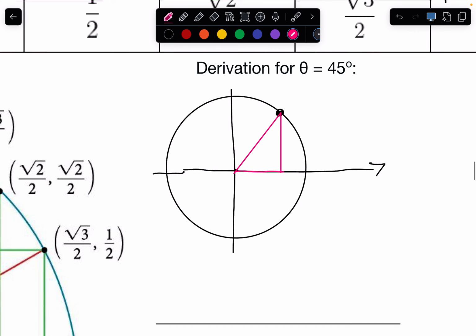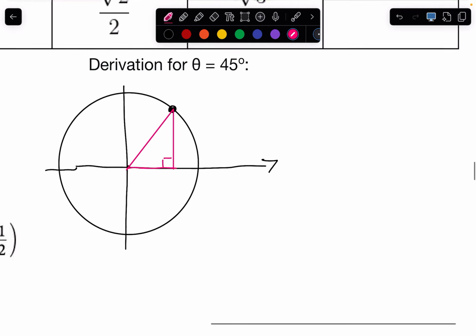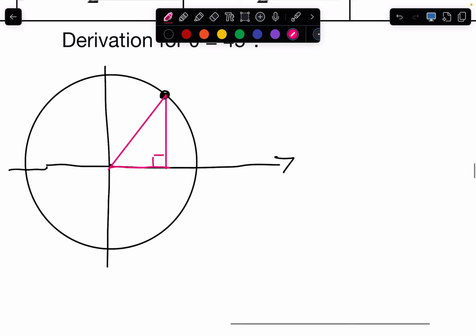And let me zoom in so that's nice and pretty. And I'm going to label some things over here. What is the hypotenuse of that right triangle that we just drew? 1, because this is a unit circle. Perfect. I know that is 1. I know this angle down here is 45 degrees.